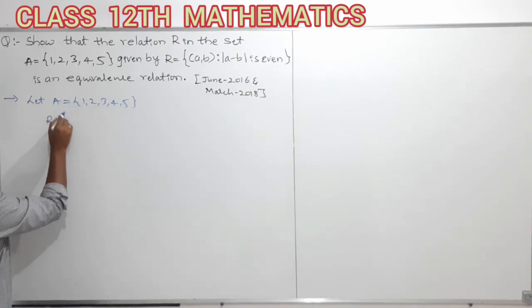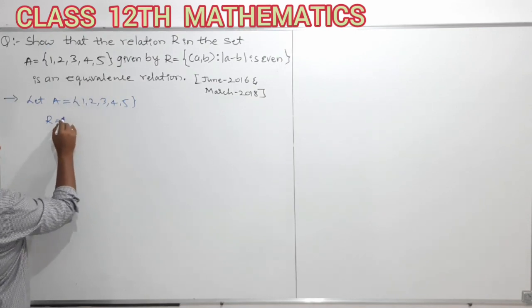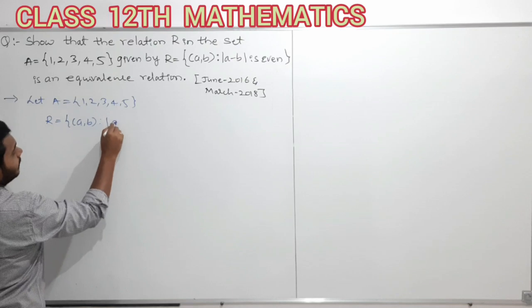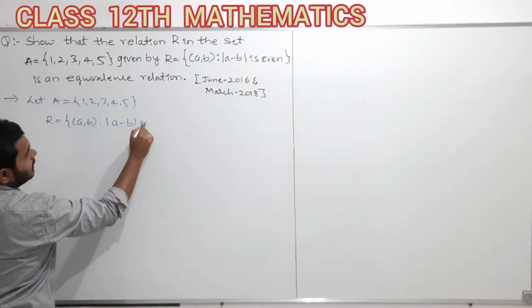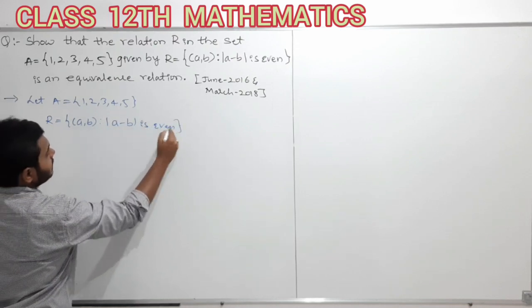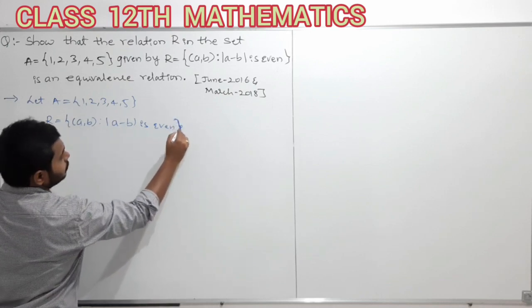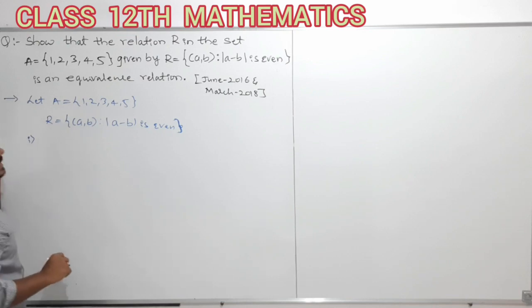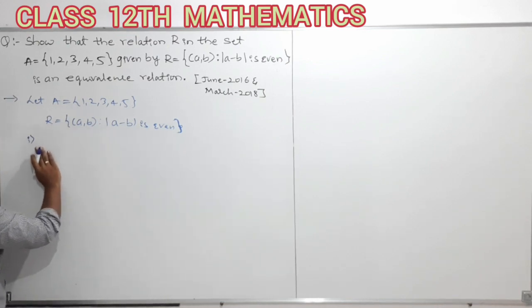Let A be the set given to you. And what is R, my dear students? R is the collection of all elements such that mod of A minus B is even. For such a relation R, we should show that it is reflexive, symmetric and transitive. So first I am taking reflexive.